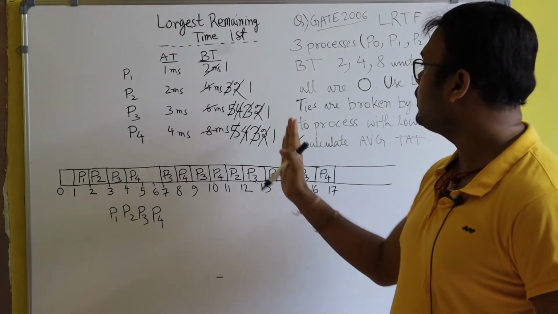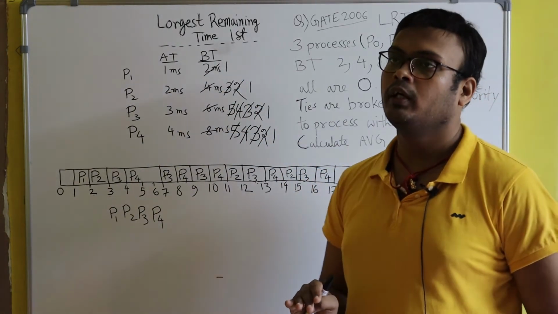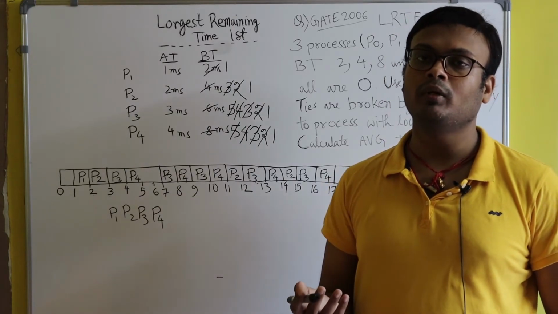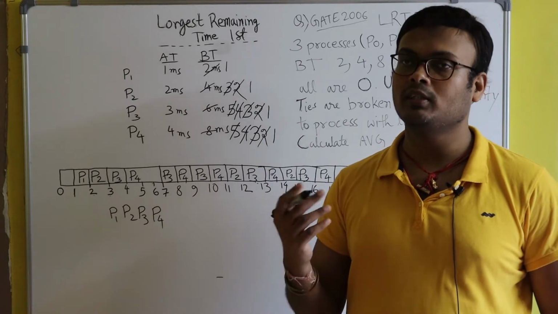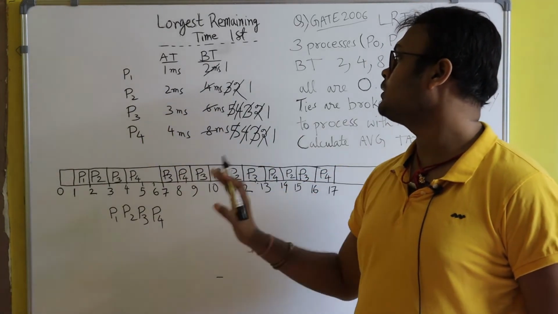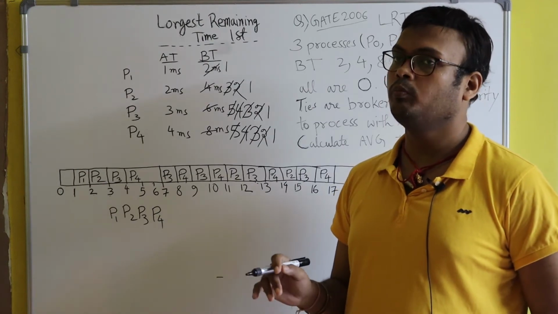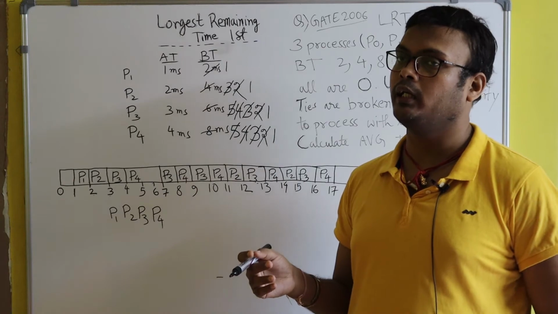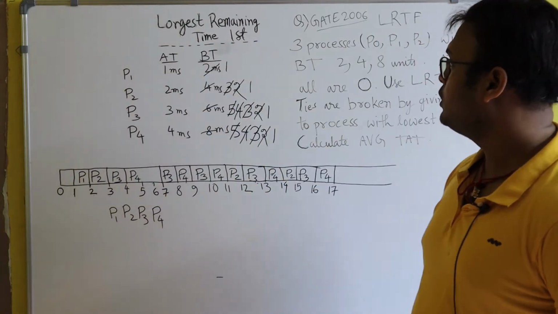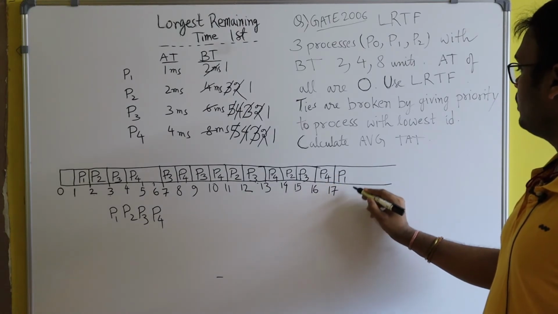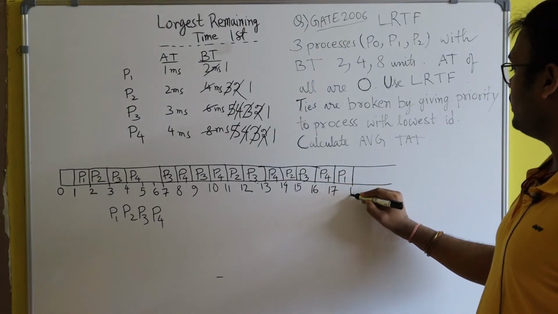Here you see all the processes have 1 millisecond left. It means the largest burst time is 1 millisecond, because except 1 millisecond there is no time left. So all the processes have 1 millisecond, and now CPU will be given to the process with the lower process ID. So now CPU will be given to process P1. Here I will write process P1. Process P1 will run for 1 millisecond.